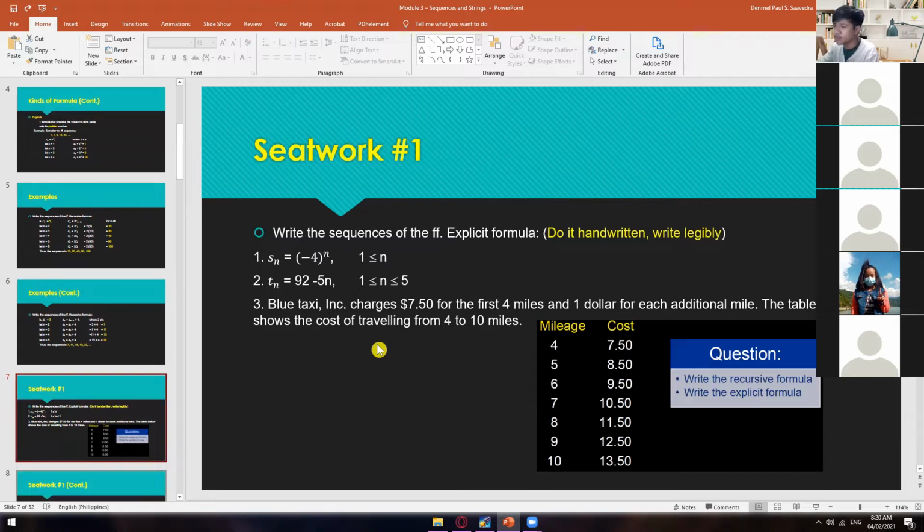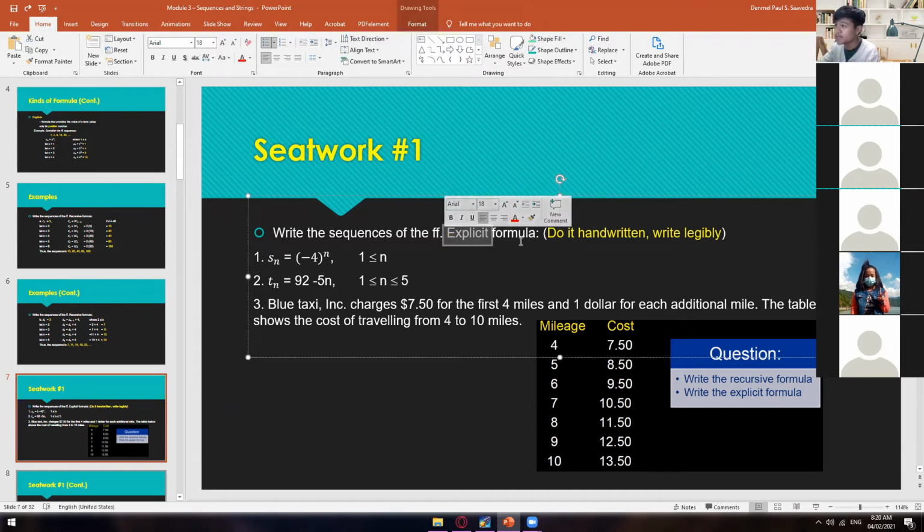This one is quite long. The first one here is, write the sequence of the following explicit formula. Take note, this one is explicit formula. Do it handwritten, and please write logically and take a picture of it clearly. We have here number 1 and then number 2. And then for number 3, we have this one.